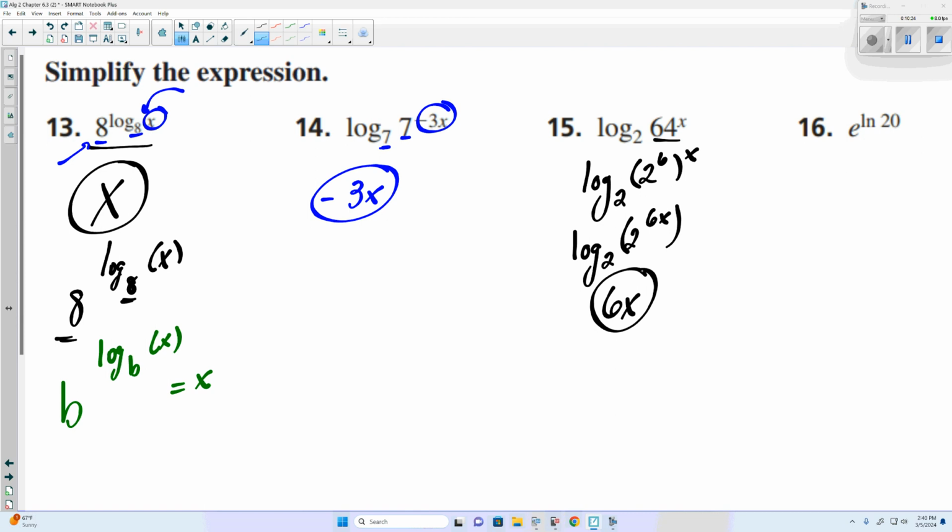Questions on 13, 14, or 15? What in the world is 16? Oh, e to the natural log of 20. e to the ln of 20 would indeed be 20. Because what's our base for the natural log? e, yes? So we're saying e to the natural log base e of 20. Again, those two match up, so it is 20.